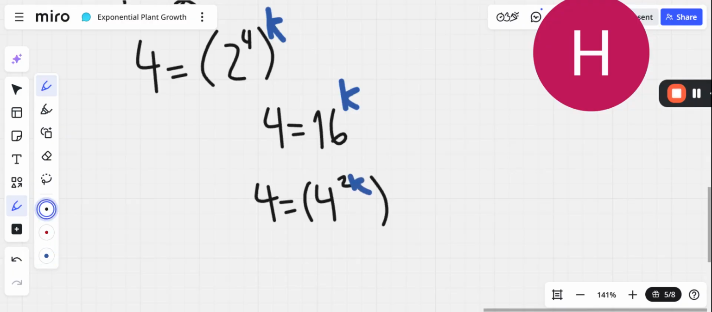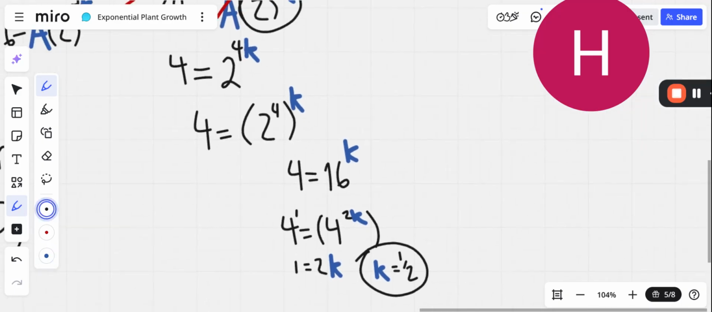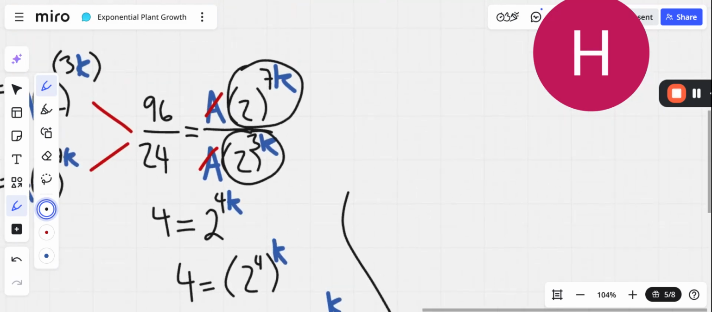which means that the power of 1 on the left side is equal to the power of 2k on the right side, and so k equals 1/2. That's a pretty nice value. Let's use it to find a.